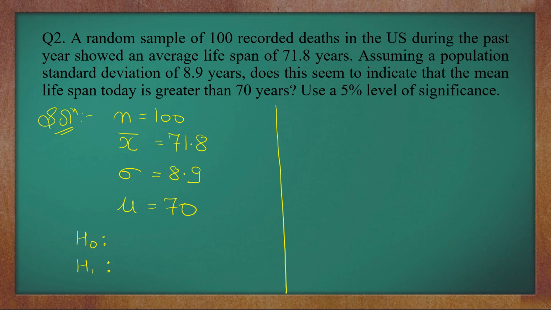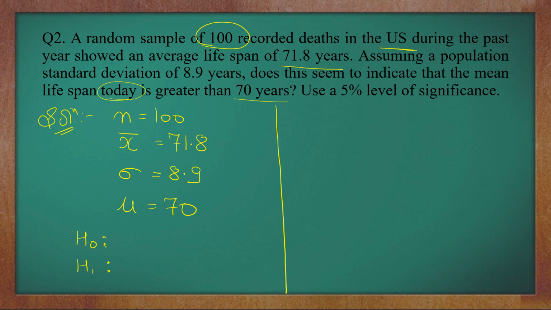So in this question, students, they are saying we have a US population. From past years, they have collected the data of 100 people and the average life was 71.8. Now they are asking you, if the population standard deviation is 8.9 years, is it so that today the average life of the people has increased, meaning is it greater than 70 years? Yes or no?